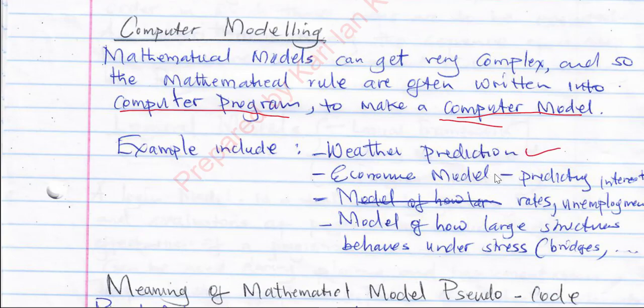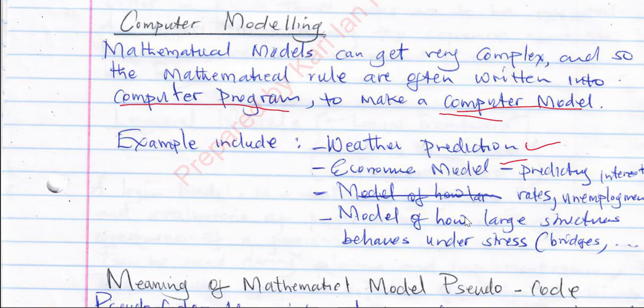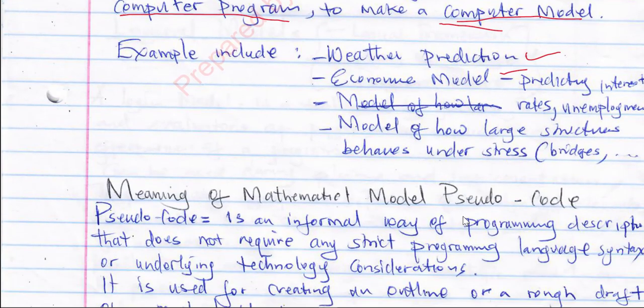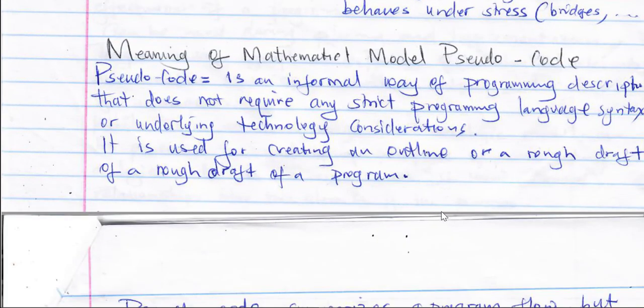An example is weather prediction, whereby we are using software to predict the world weather. Then we have economic models, where we are predicting future interest rates and the rates of unemployment. Then we're also talking of models of how large structures behave under stress, like big bridges, like the one being constructed at Mombasa. These are big bridges that you see how they will react to changes in the environment, their tension, and their life, how long they can be used, 100 years, 200 years.